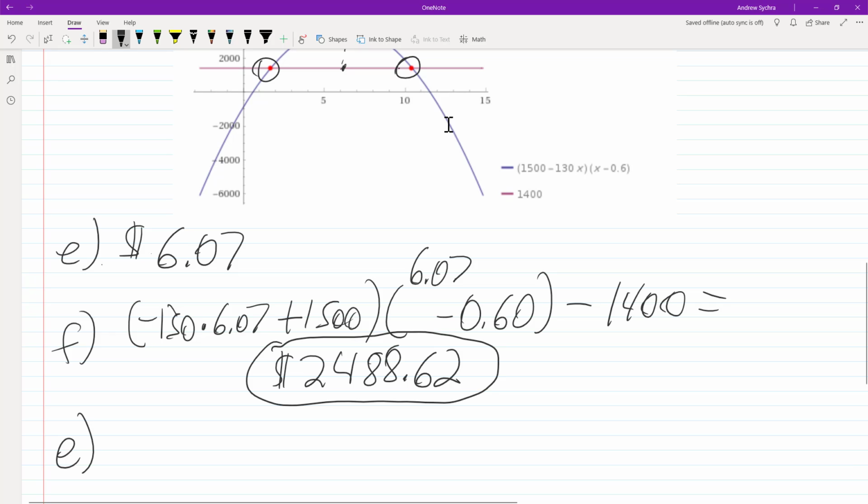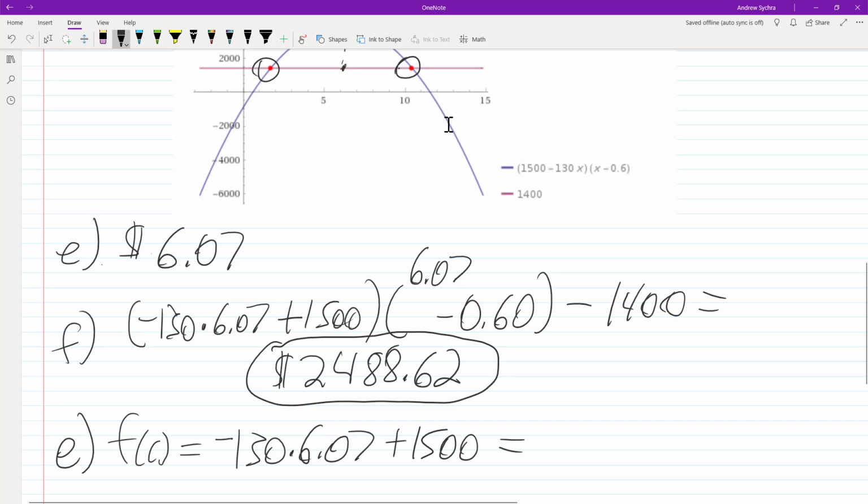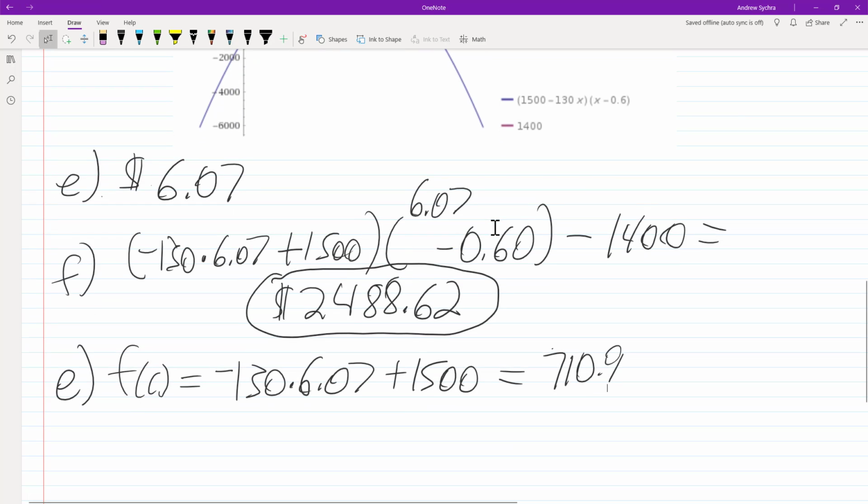And finally, the last question is what's the quantity needed? So all we do is take our original equation for how many cups, f of c, is equal to, and we plug in our maximum profit value, which is negative 130 times 6.07 plus 1500. It's going to be equal to however many cups, which ends up being 710.9, but we always round to the nearest cup. So in this case, we're going to be dealing with 711 cups. That's it.